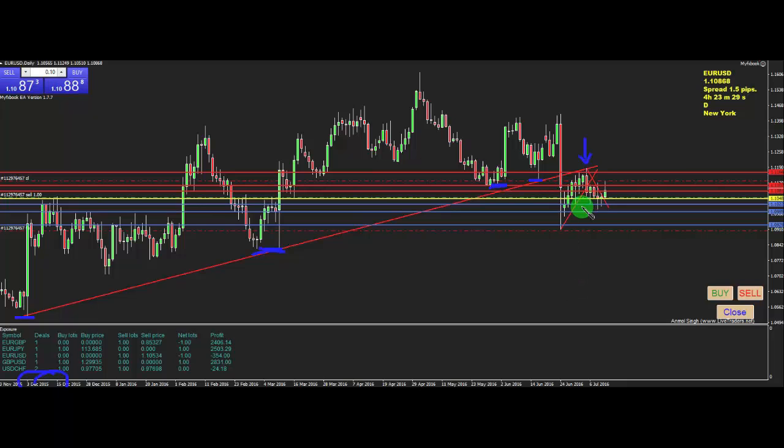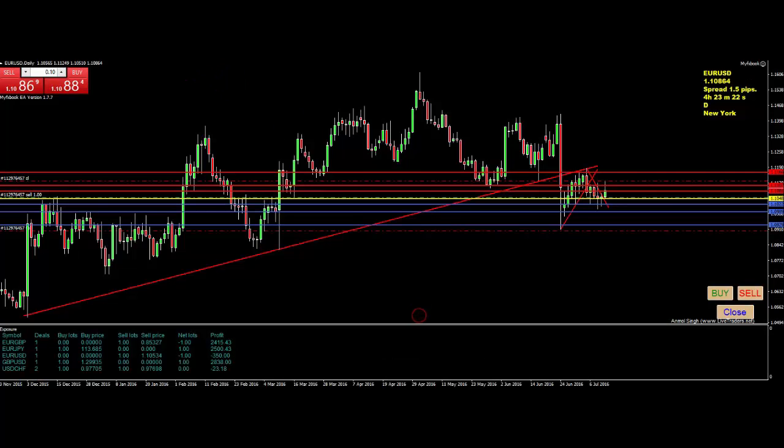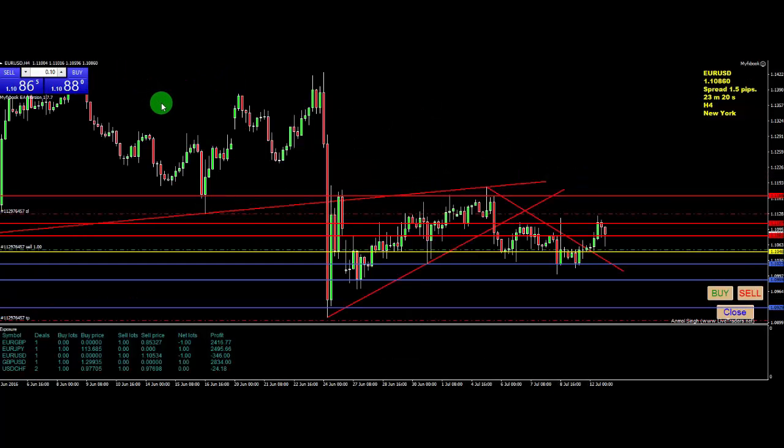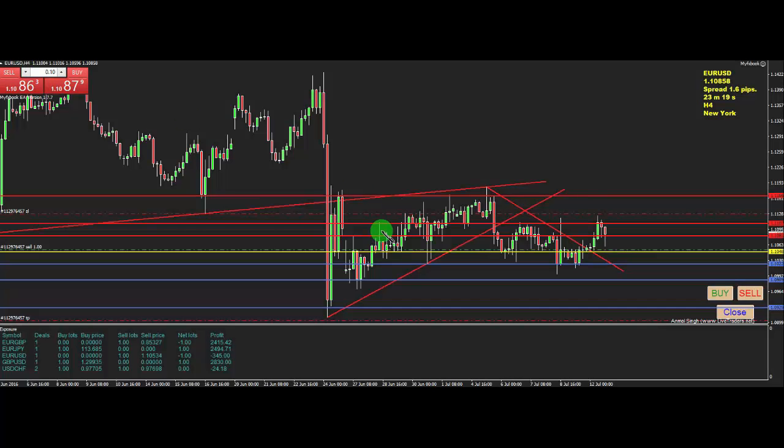It retested and it failed. So this becomes a retest failure with a bias for it to go down, right? And now when we dig into the 4 hour chart, look what we noticed. The similar thing on the 4 hour chart.